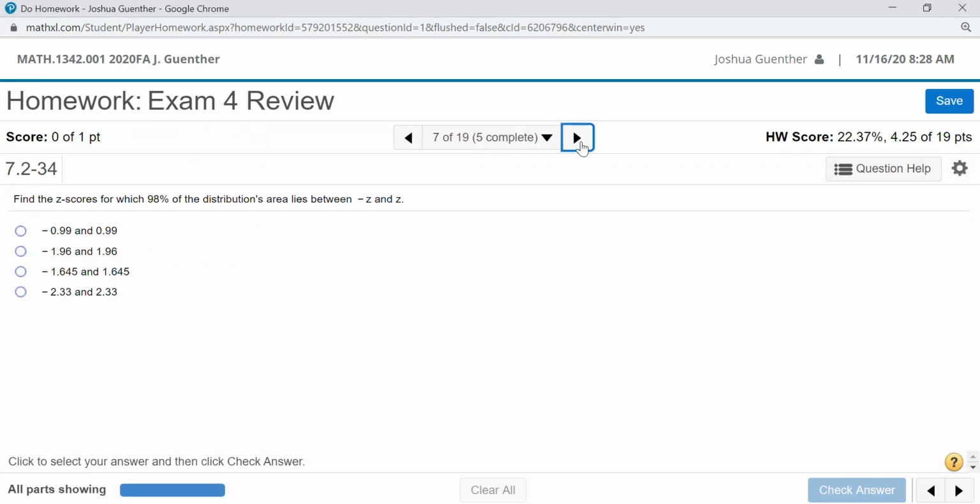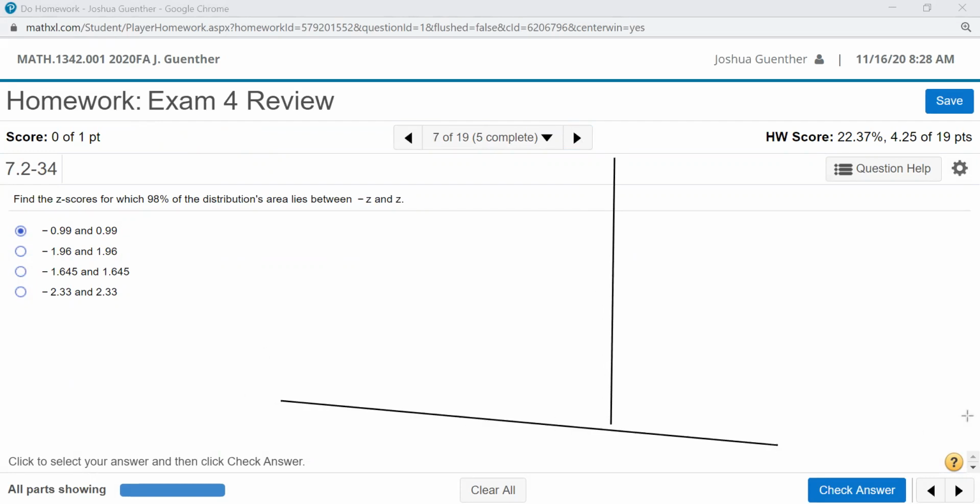Let's try another one. This is a good one here. Find the z-scores. Whoops, it may not be this one. I accidentally clicked it. Find the z-scores for which 98% of the distribution's area lies between negative z and positive z. So this one's going to be interesting. This is actually a great question because it's going to be part of our understanding of confidence intervals.